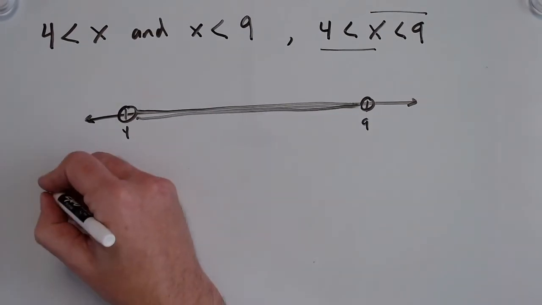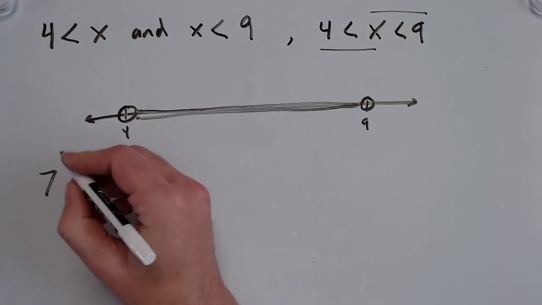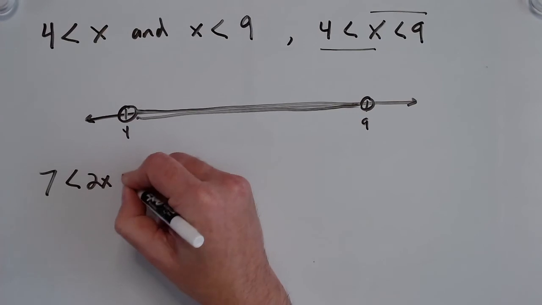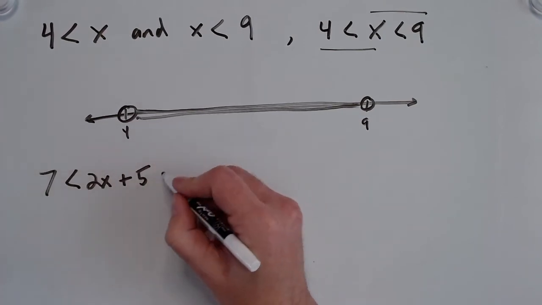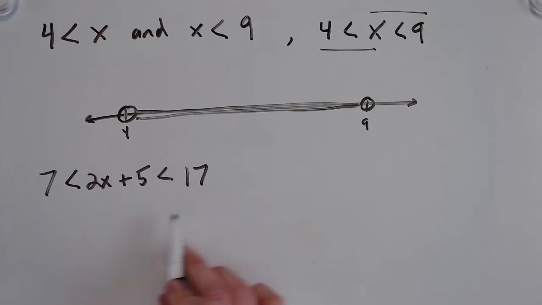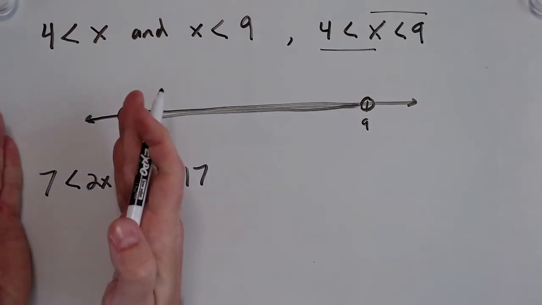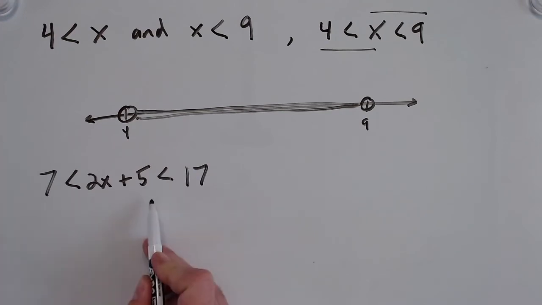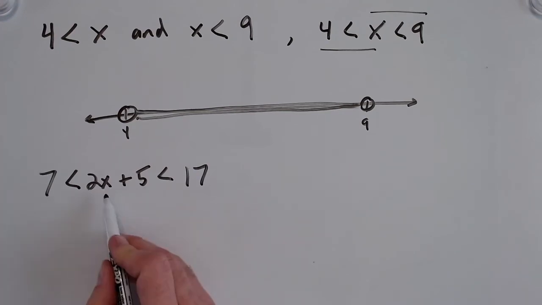We're going to do another one of those algebraic-y looking ones. 7 is less than 2x plus 5, which is less than 17. So don't get overwhelmed when you see something weird like this. Don't think that this belongs together and these belong together. This thing in the middle is the important part. So let's look at this greater than this.